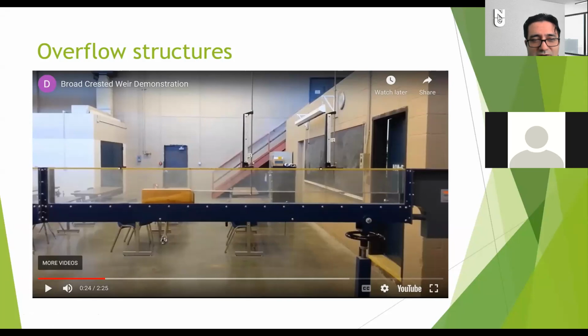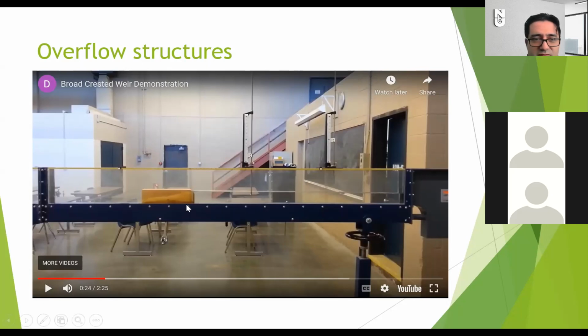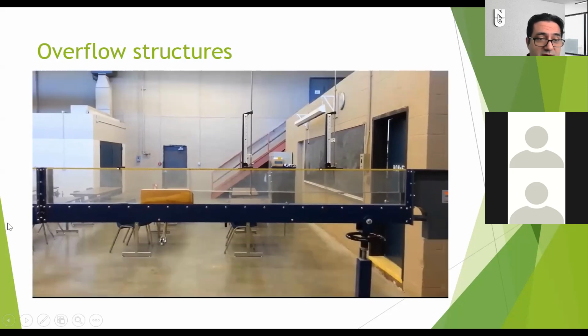I mean, maybe you can capture it from the specific energy curve. Do you have any idea what's going to happen? How is this flow going to pass over the weir? Is it going to pass over with a higher or lower height than this? Any idea? Okay, anyway, let's see what's going to happen. It might be surprising for you.